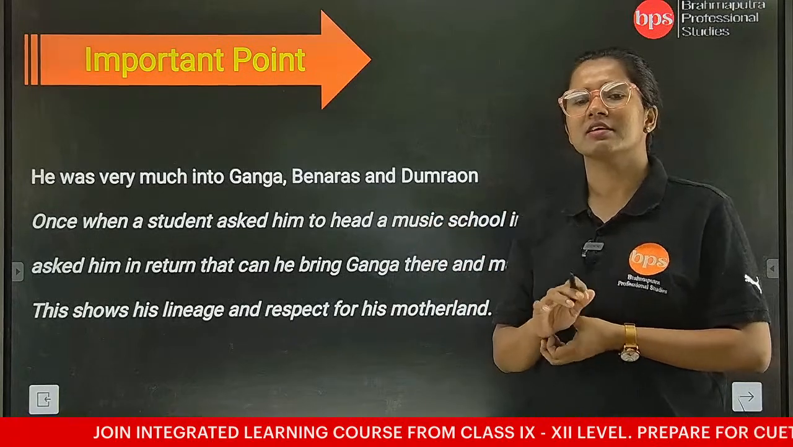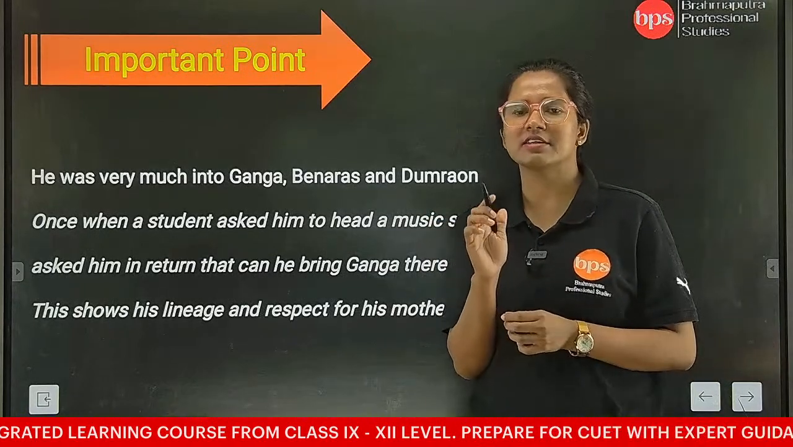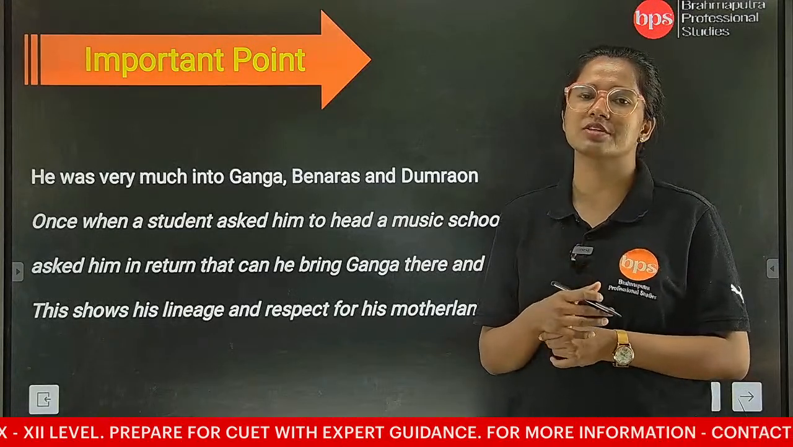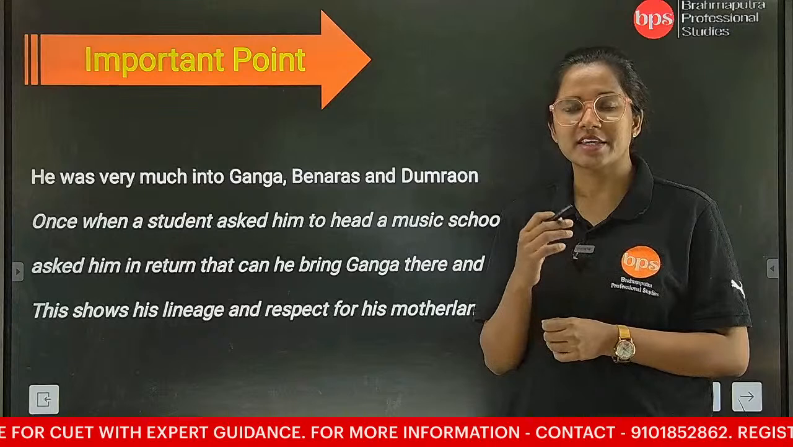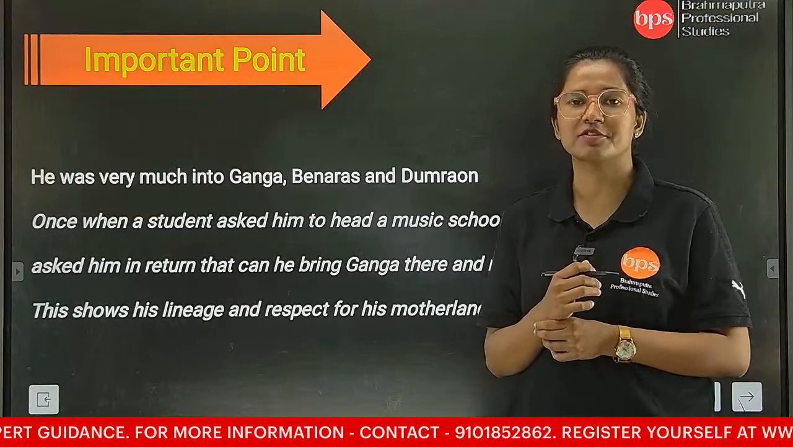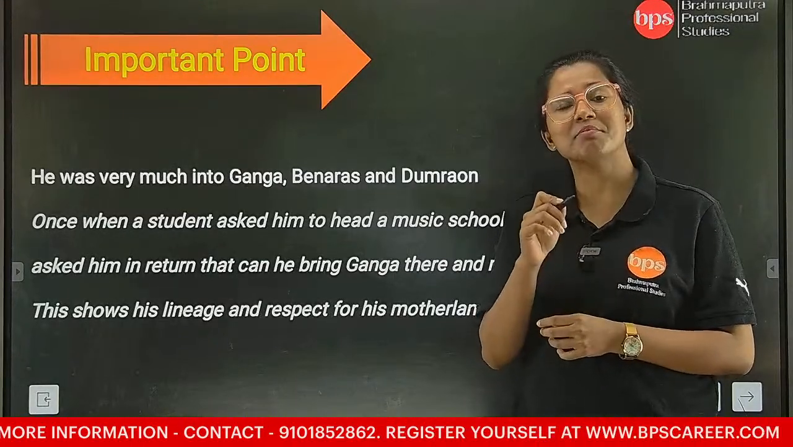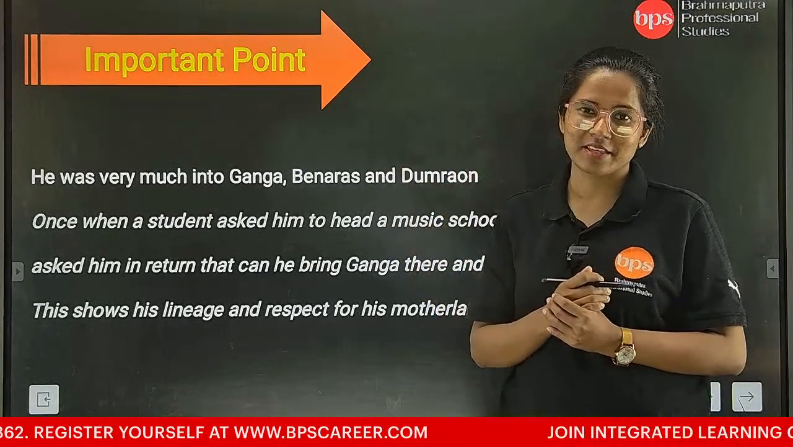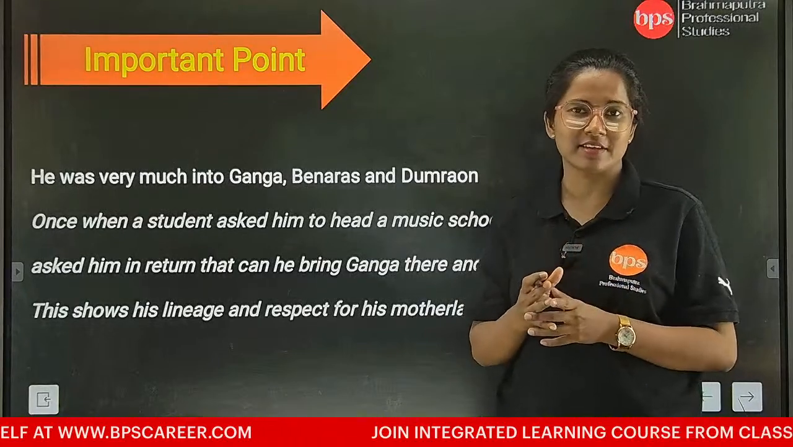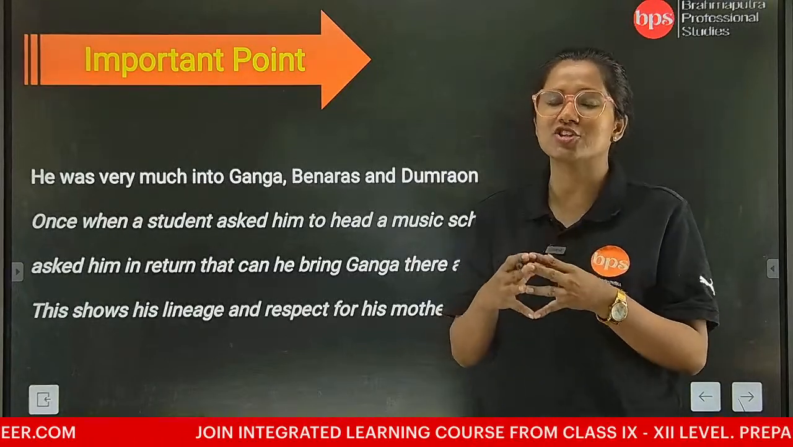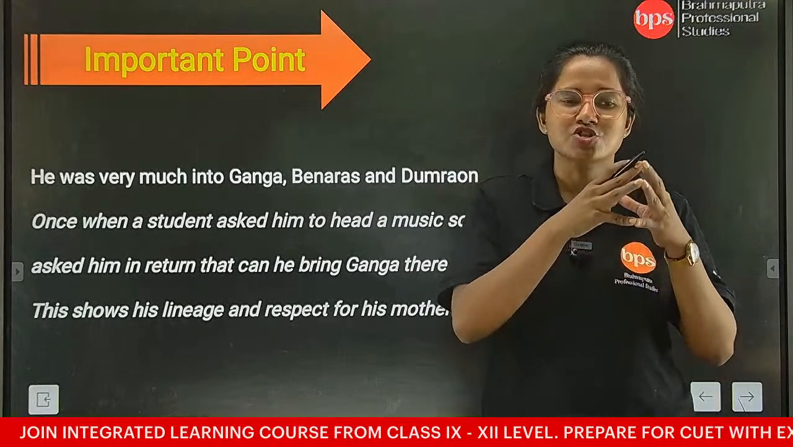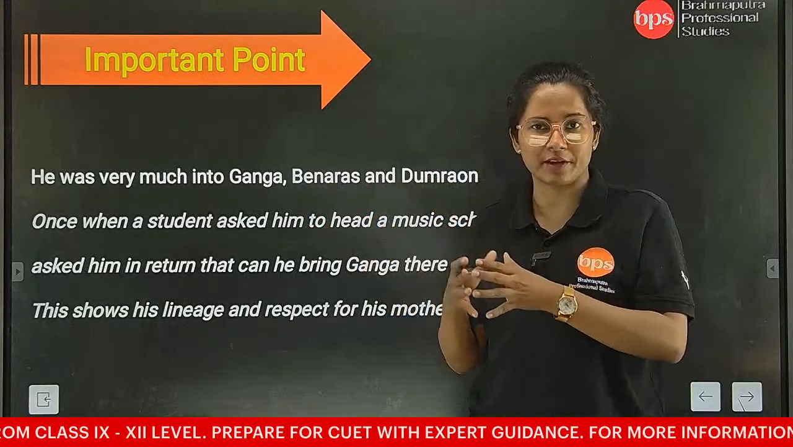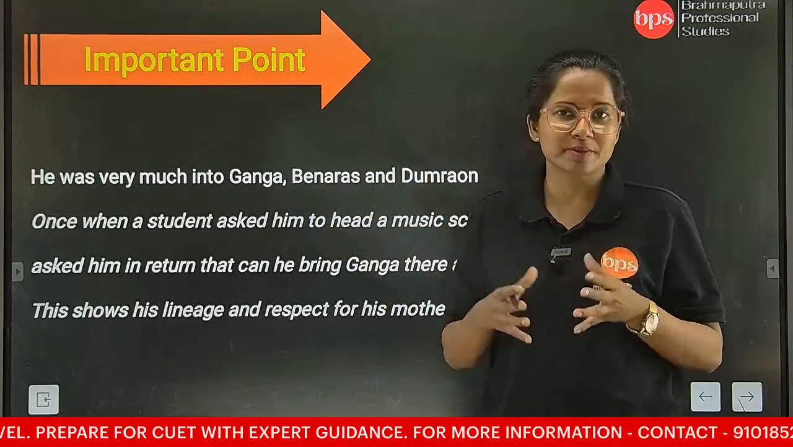Then Ustadji didn't directly refuse the student, but he asked the student a different question: can he make the river Ganga flow in USA? So that was the thing: how can you imagine that a river will stop flowing in its own place and move to another place and flow there? That is not possible.